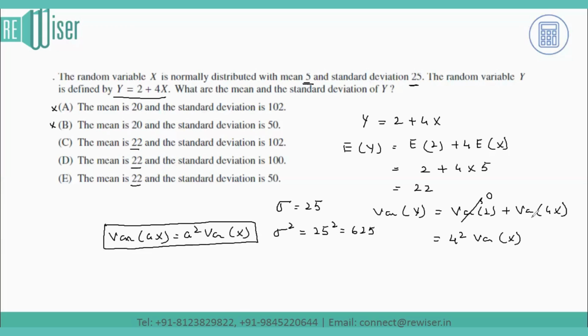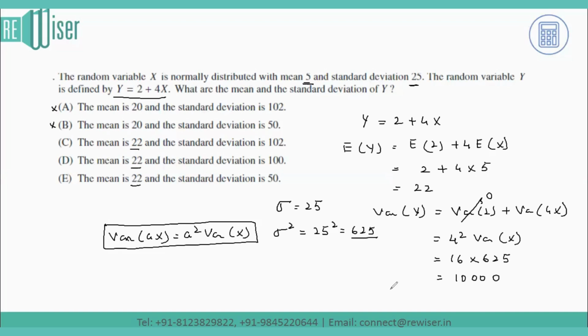Since the variance of a constant is 0 and the value of a is 4, that becomes 16 times the variance of x. And the variance of x that we found is 625. So the variance of y becomes 10,000.